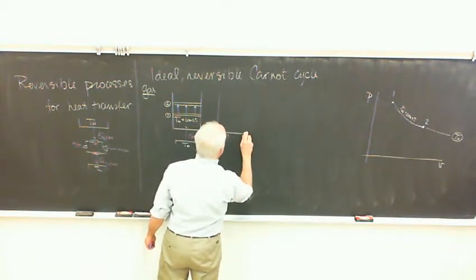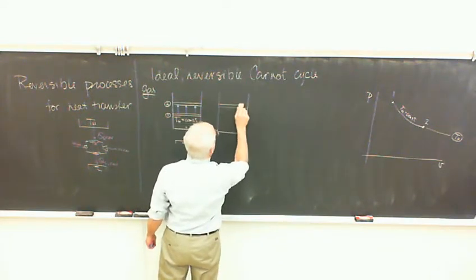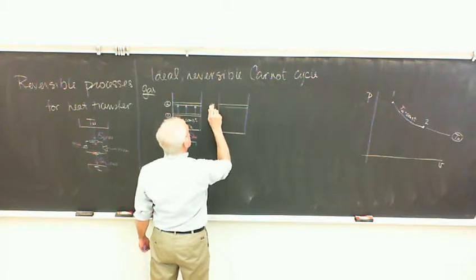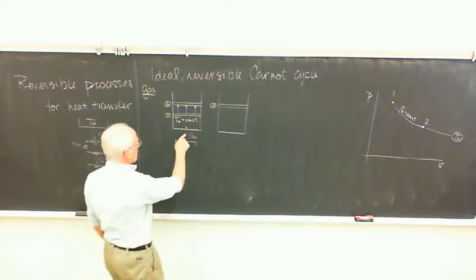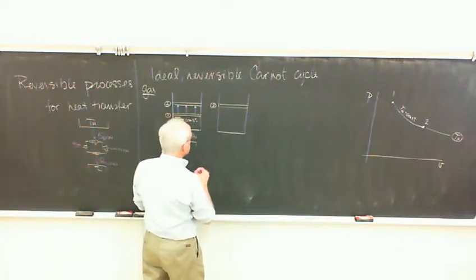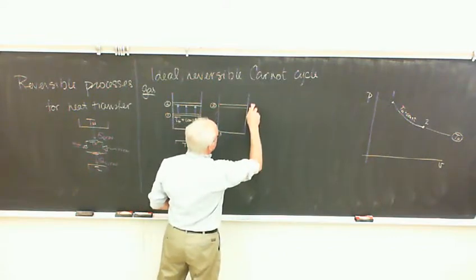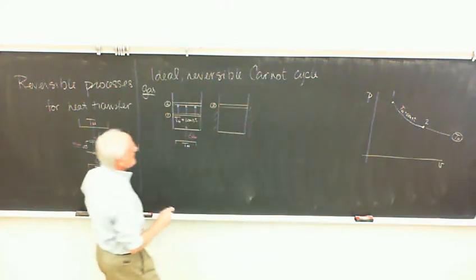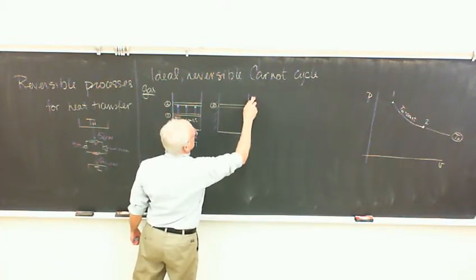The second step, we go from where we left off at point 2, but we take away the heat source. And make sure that no heat is lost from the system at all.